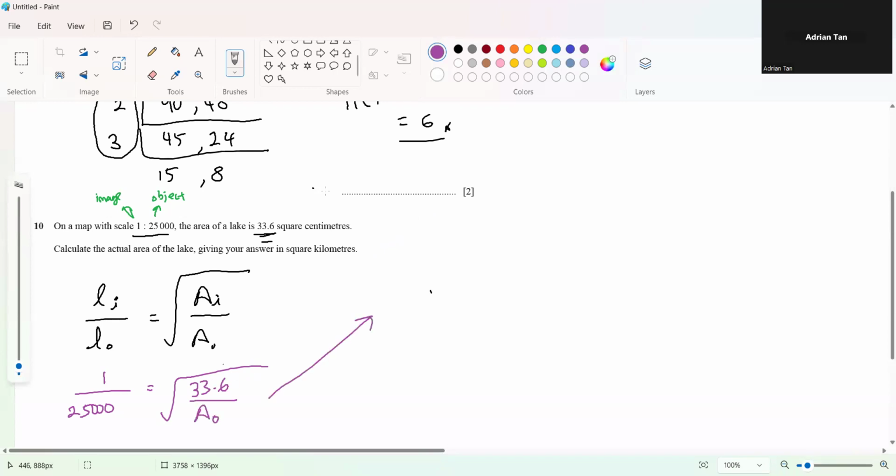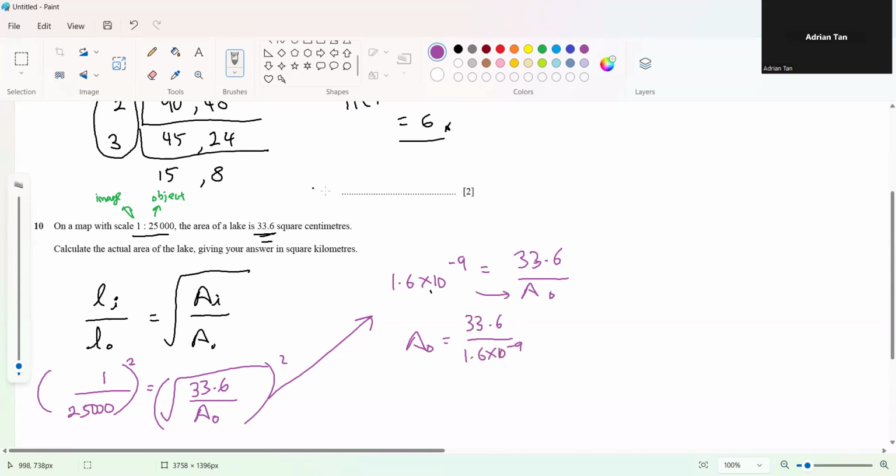So from here, we want to solve for our AO. We will square both sides of the equation. So 1 over 25,000 squared will be a pretty big number. So that's about, in standard form, 1.6 times 10 to the power -9 equals 33.6 over AO. So AO and 1.6 times 10 to the power -9 can swap places. So that would be something like this. And we can count out what this is. So the area of the lake is 2.1 times 10 to the power of 10 cm square.